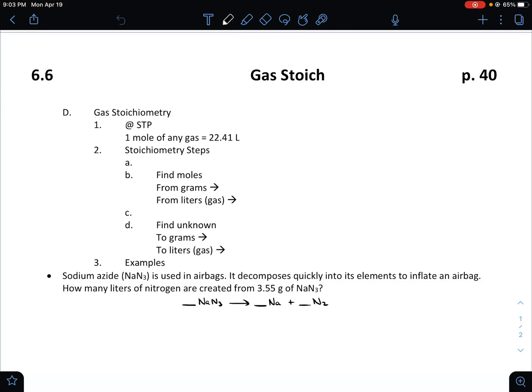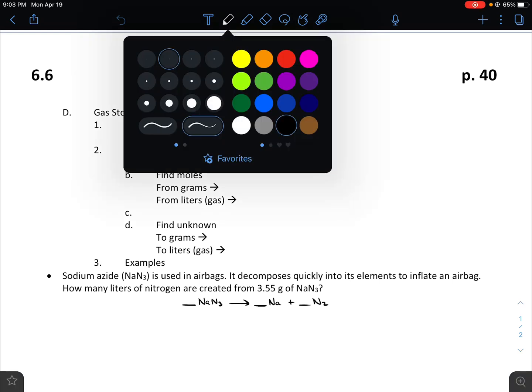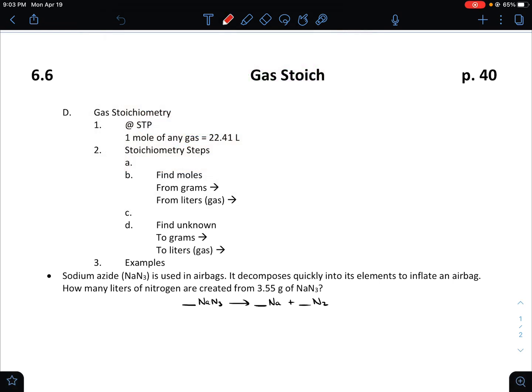Hey students, welcome back. Today we are going to take on the last little bit of gas stoichiometry, or gas laws, and that would be stoichiometry. So rolling on here, we've got gas stoich. This is page 40. Like I said, this is the last part of this unit. So let's jump right in.